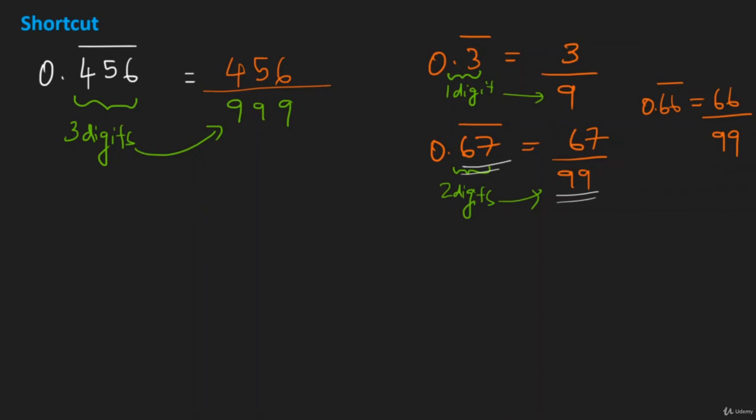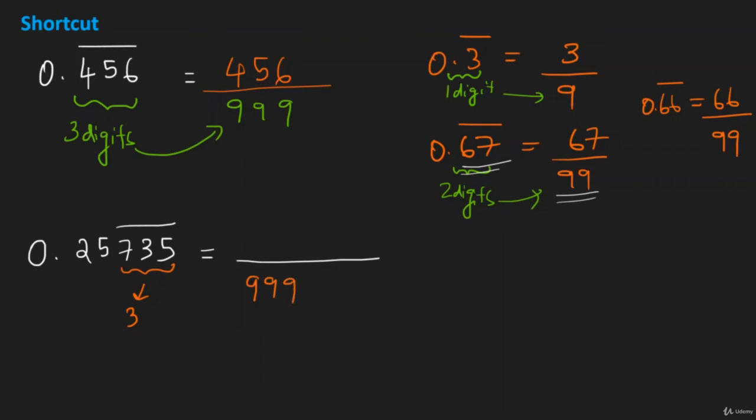Let's take another example. What about 0.25735 with the bar only on top of 7, 3 and 5? That means only 735 gets repeated, right? So in this case, let's see how many digits are getting repeated. That's 3, right? Therefore, you write 3 nines in the denominator. Now, you have 2 digits that are not repeating, right? Therefore, you write 2 zeros over here.